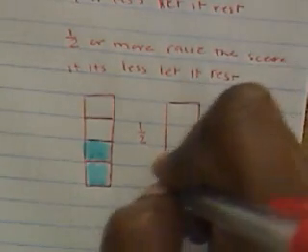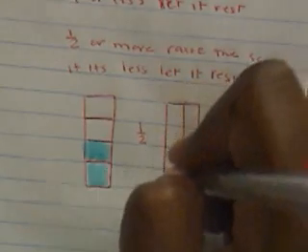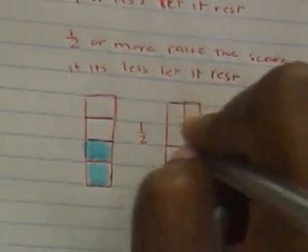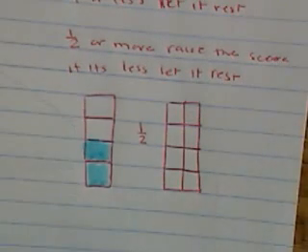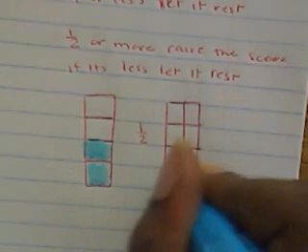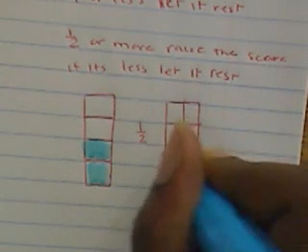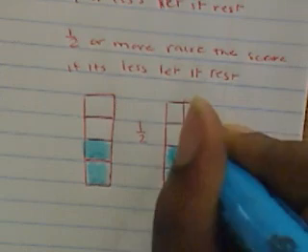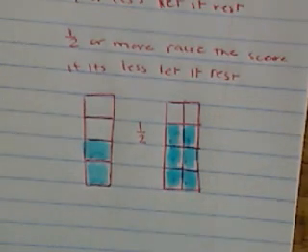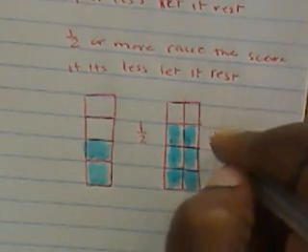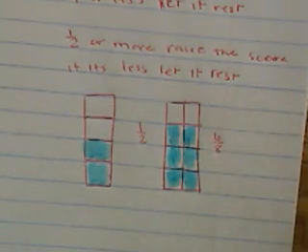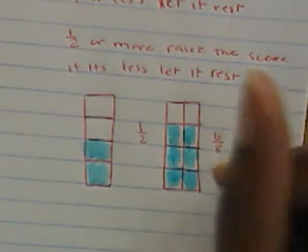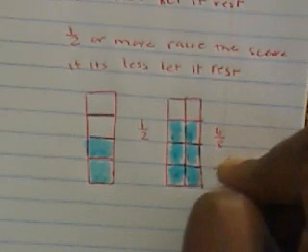Now look, these are eighths, right? If I told you 6/8 were shaded in, is that over half? Let's answer this question. What is half of 8? 4. Okay, so 4/8 is half.